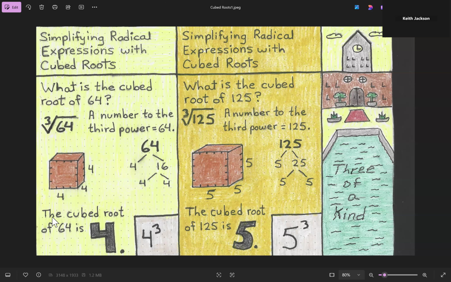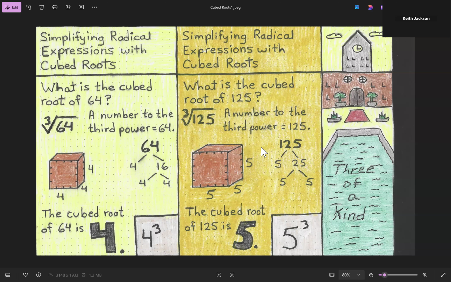And therefore, the cubed root of 64 is 4, because it's just simply the number that is on the side of a cube, right? So we have this 4 right here on this side, this 4 right here on this side, and this 4 right here on this side. So a cubed root actually means we can just draw the cube and find out what those three of a kind numbers are. And so in this case, the answer is 4.